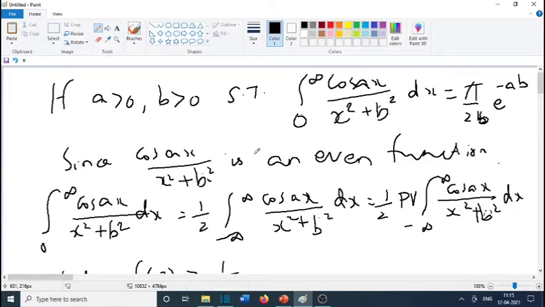First problem is, if a greater than 0, b greater than 0, show that integral 0 to infinity cos ax by x square plus b square dx is equal to pi by 2b e raised to minus ab.